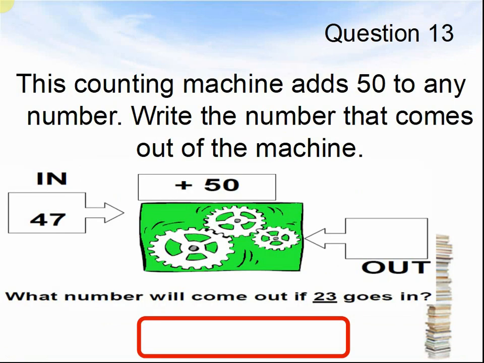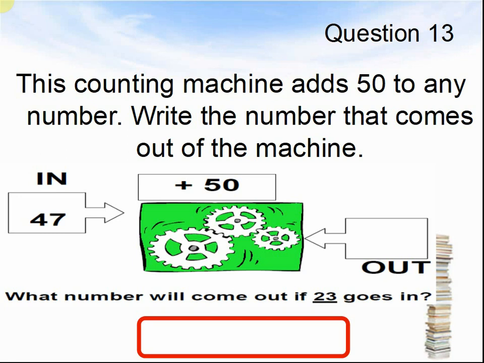Question 13. This counting machine adds 50 to any number. Write the number that comes out of the machine. 47 plus 50 is what? What number will come out if 23 goes in? Pause the video until you are ready to see the answer.